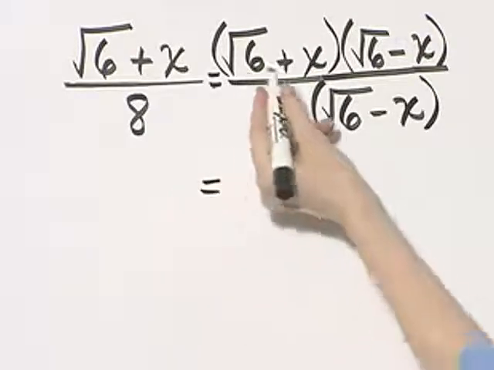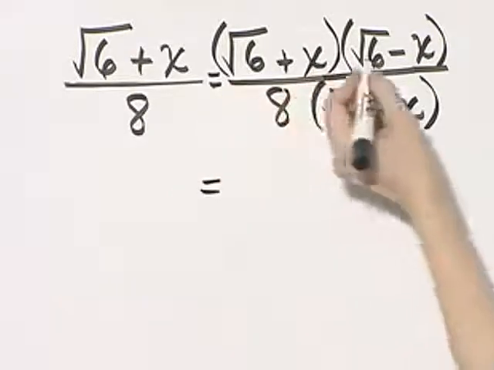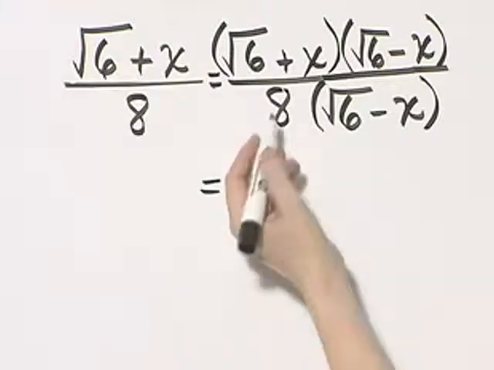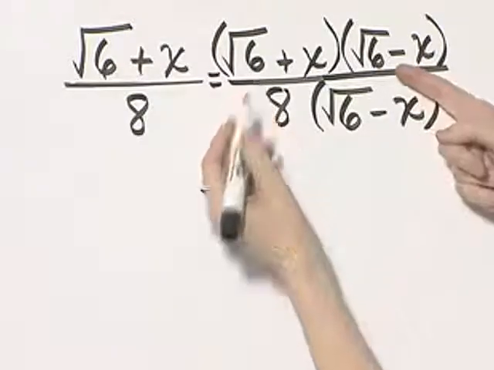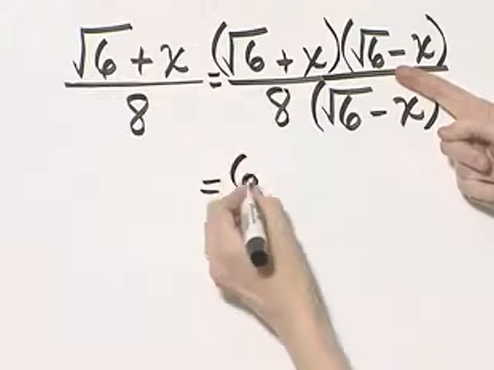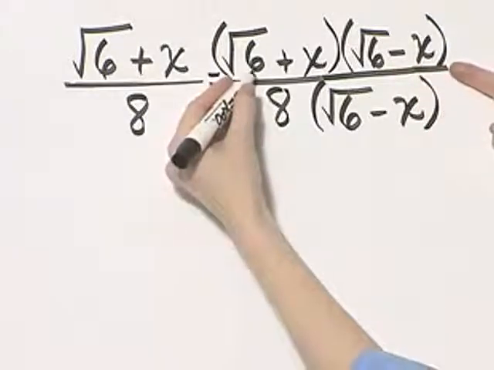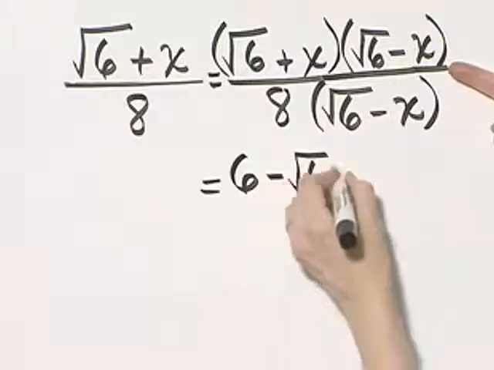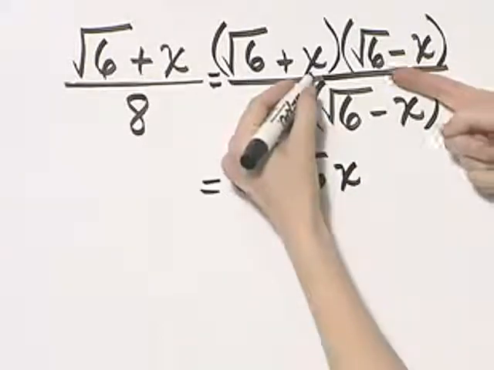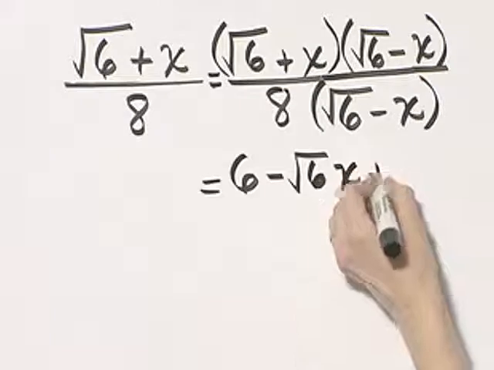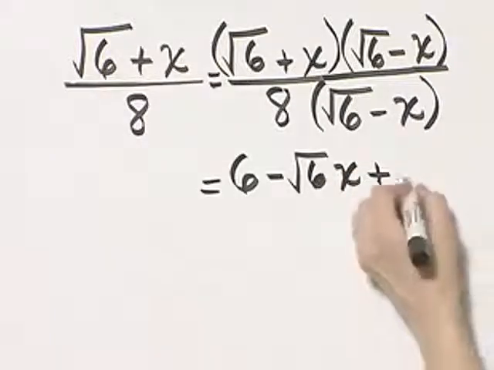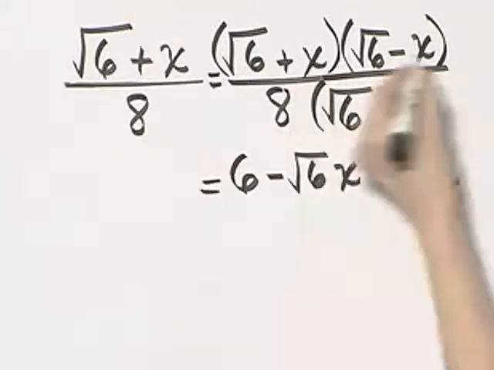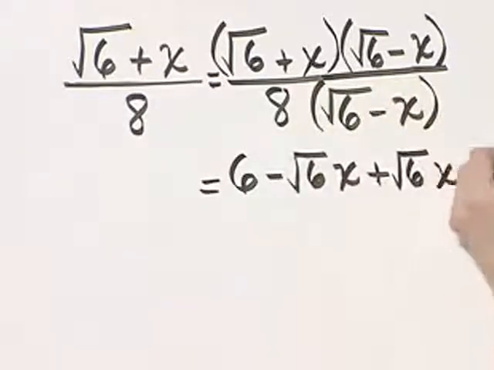In the numerator, think of this as maybe a binomial times a binomial, so you can multiply using the FOIL order. Square root of 6 times square root of 6 is 6. The product of the outside terms, that's minus square root of 6x. Product of the inside terms plus either x square root of 6 or square root of 6x, either way. And then last times last, that's minus x squared.